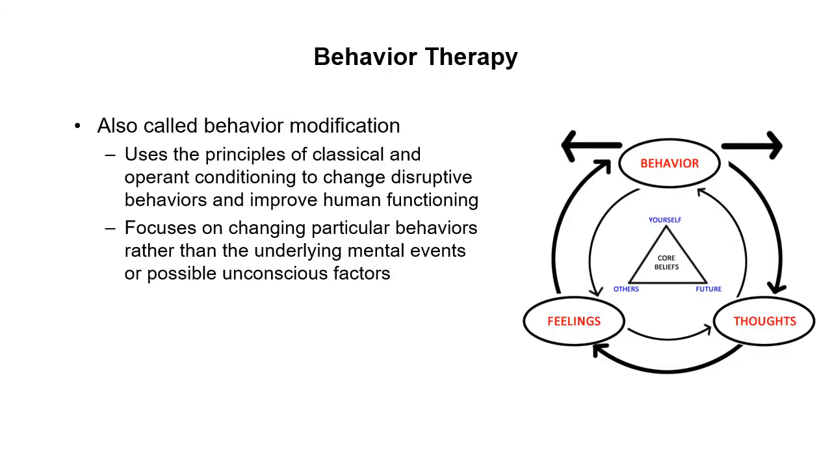Behavioral therapy, on the other hand, as a separate thing from cognitive, is where we look at modifying behaviors using conditioning. So we use classical and operant conditioning to change behaviors and improve functioning. Reinforcement, punishment, pairing, so the classical conditioning. So we change behaviors rather than the underlying mental events. So cognitive is more focused on changing the mental side. Behavioral therapy is focused on changing the behavioral side.